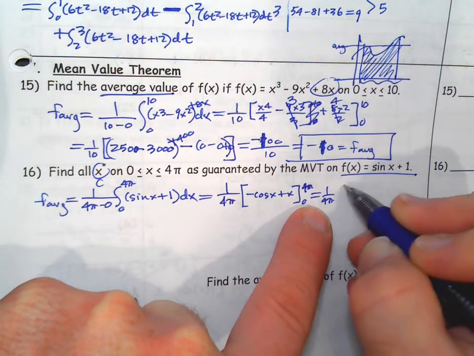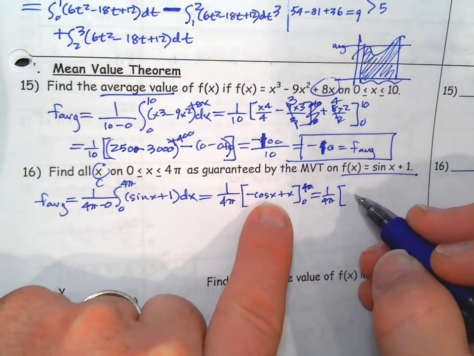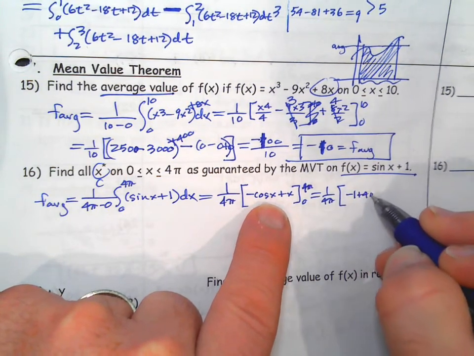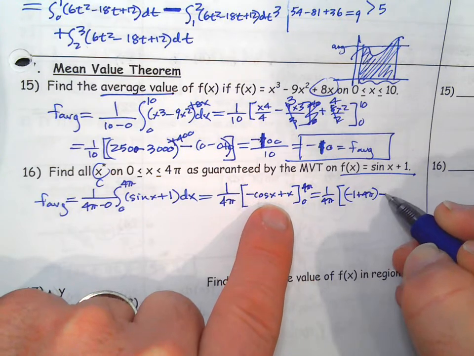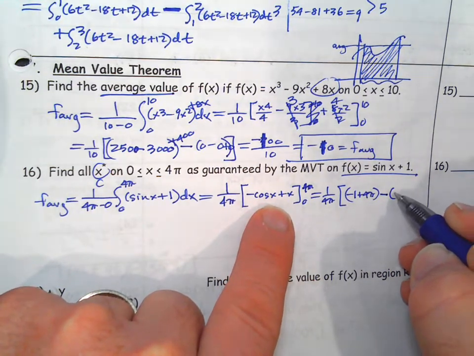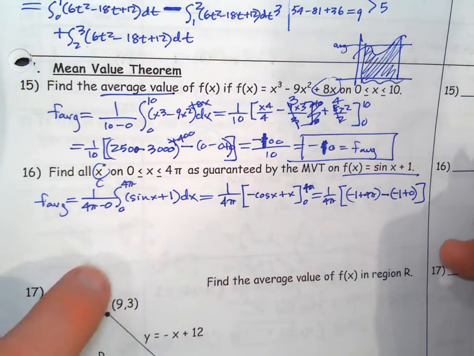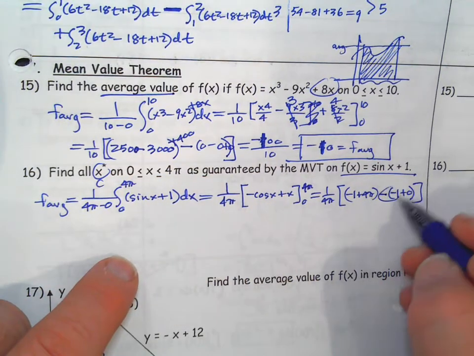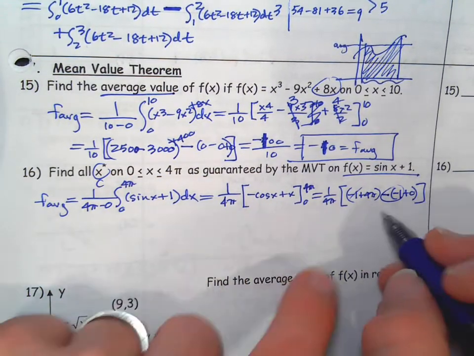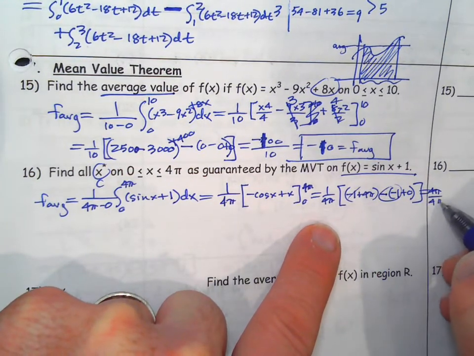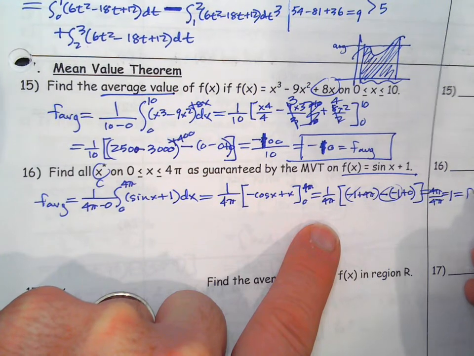So negative cosine of 4 pi is 1, so that's going to be negative 1 plus 4 pi, minus cosine of 0, which is not 0, it's 1. So it's going to be another negative 1 plus 0. That becomes positive 1, which cancels the negative 1. So this actually works out really nicely. It's 4 pi over 4 pi, which is 1. So that's the F average value.